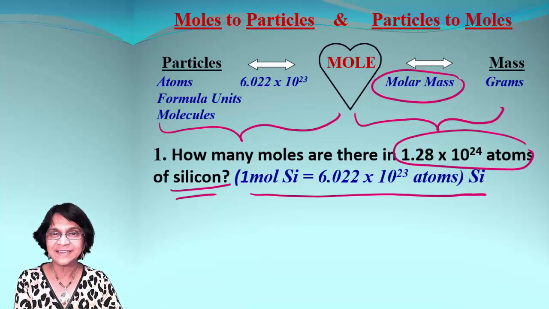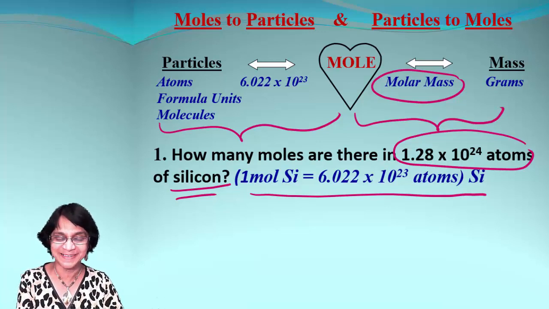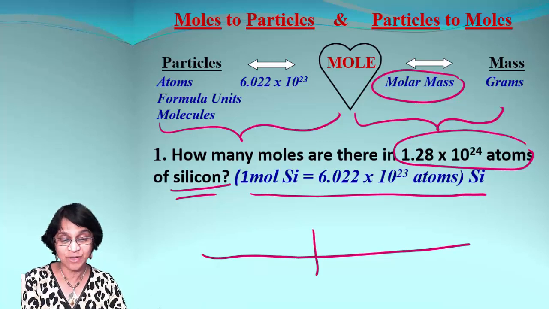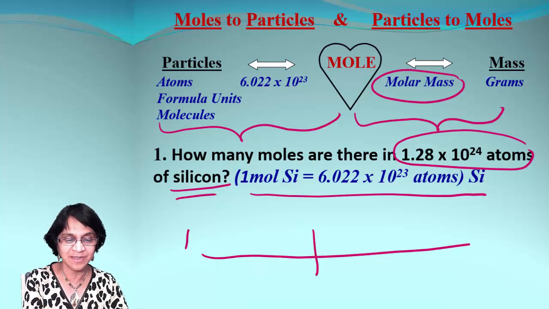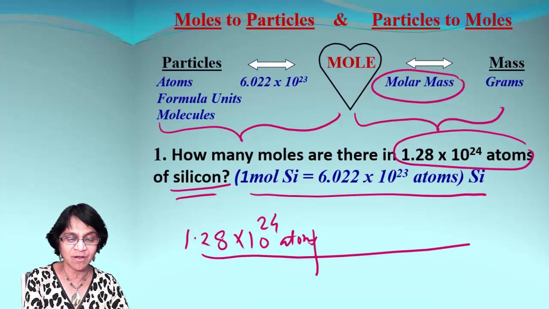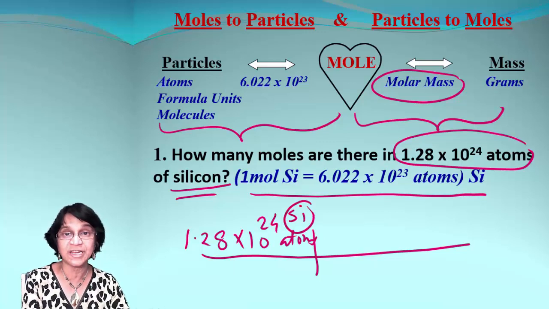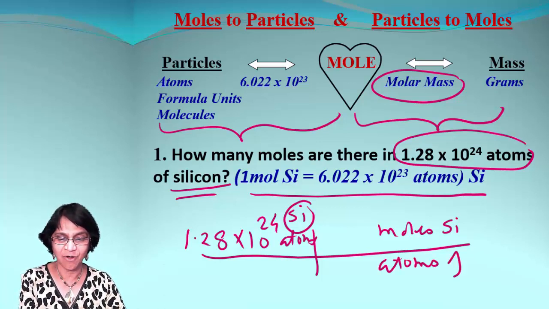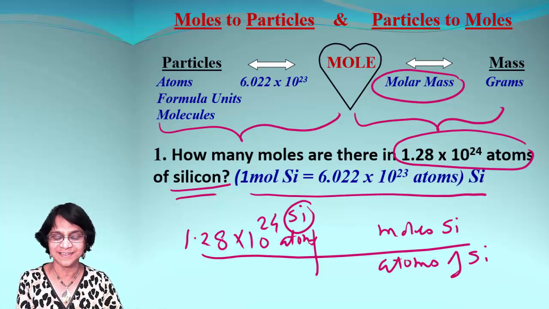How did you get that number? That is Avogadro's number. So I am going to directly go to the grid now, because that will save me some time. My given is 1.28 times 10 to the 24, and that is atoms of, of course, silicon. I'm going to make sure I put silicon there. And my end destination is going to be moles of silicon. So now you know very well what comes here. This has to be atoms of silicon underneath here.